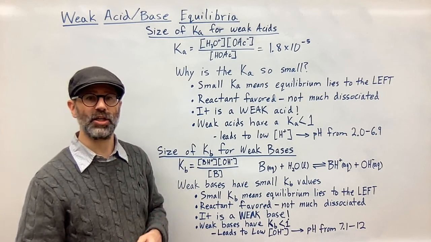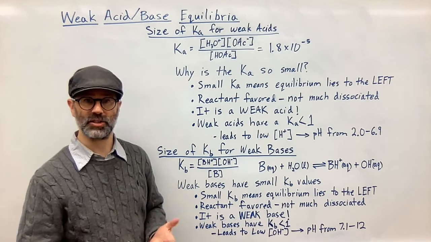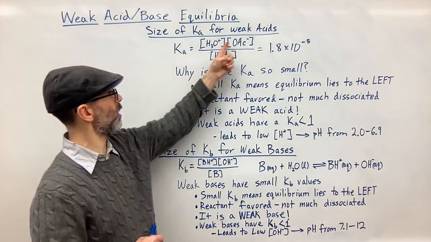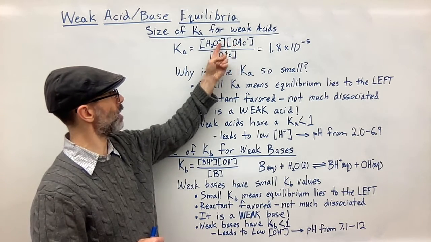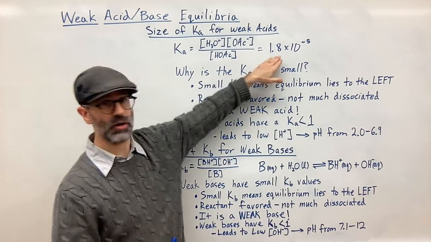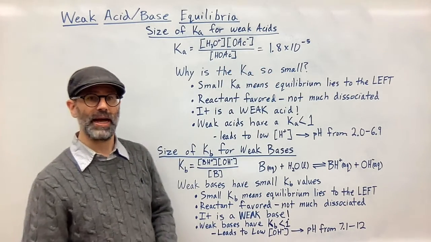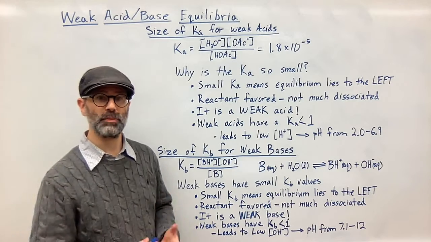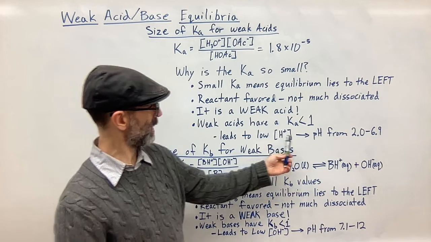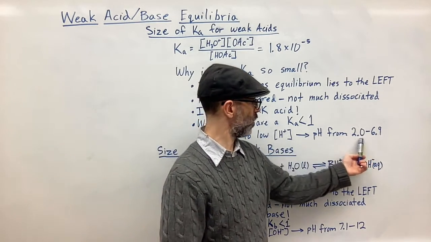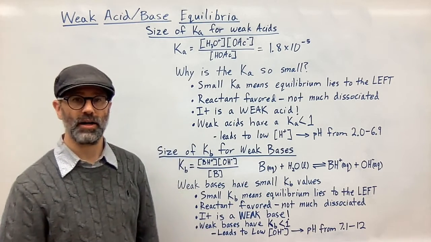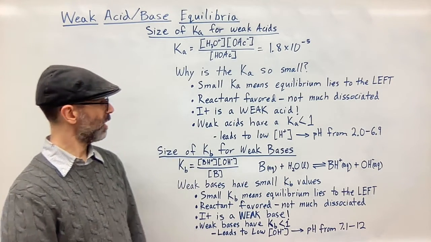So weak acids are going to have Ka values less than 1 because they hardly dissociate. They're not going to form very much of the ion product, right? They're going to stay in this form, so therefore their Kas are going to be small. And then this leads to a low H plus concentration, and so your pHs for a weak acid are going to range from 2.0 to like 6.9, almost neutral pH, but not quite.